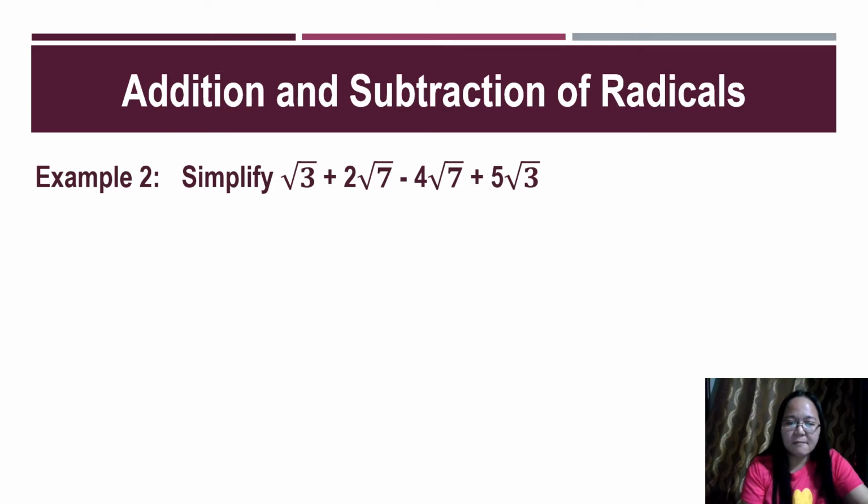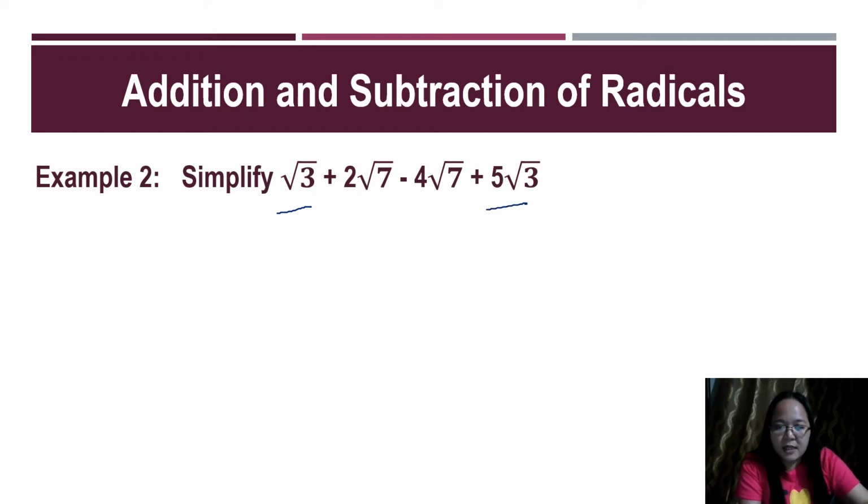Okay, let's have another example. Simplify square root of 3 plus 2 square root of 7 minus 4 square root of 7 plus 5 square root of 3. So remember that we can only add or subtract similar radicals. So let us first identify which are similar radicals. Okay, so square root of 3 is similar with 5 square root of 3. And then 2 square root of 7 is similar with 4 square root of 7.